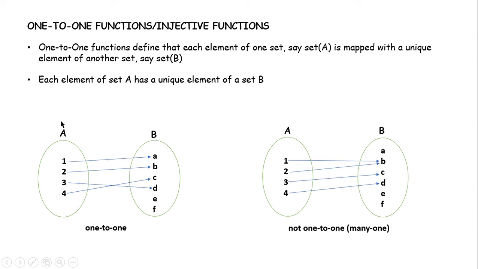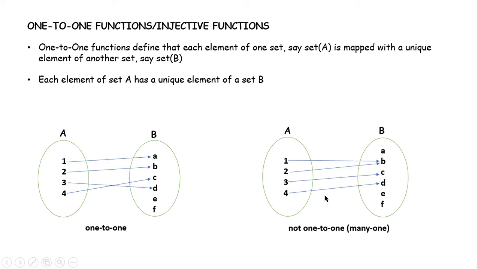But again, this is not an onto function because two elements of B have been left out, E and F. E and F here are not the image of any element from set A. So I can say that this is not an onto function, but this is a one-to-one function because each and every element from set A has a unique image from set B. Now we will see an example of a function which is not one-to-one.